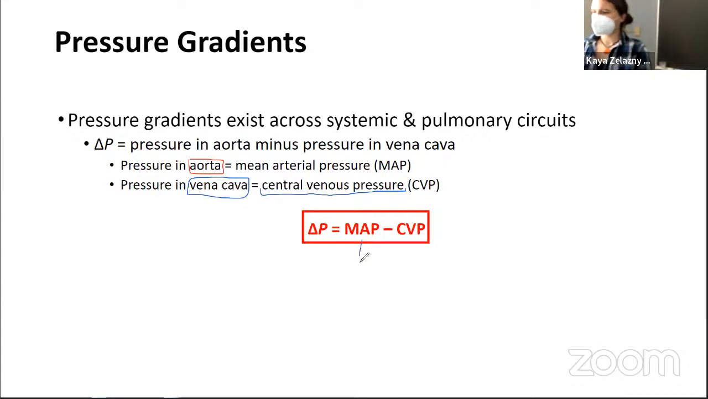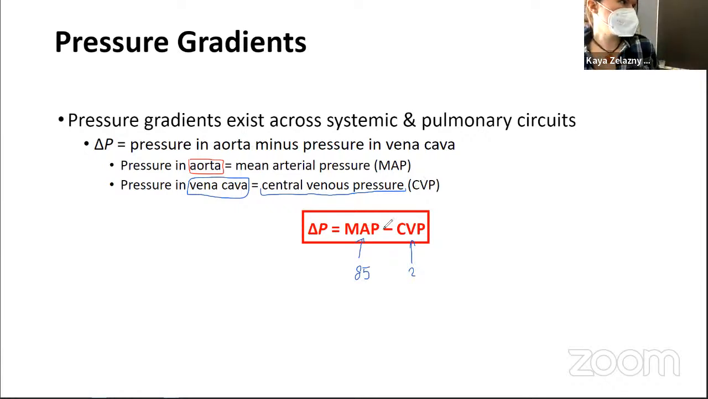So your mean arterial pressure will be something like 85-ish. And CVP is somewhere around 2. As we come into the right atrium, it's almost 0. So usually we kind of wave our hands and just pretend that CVP actually is 0, because that makes our lives a little easier. We can just think about the pressure in the aorta when we're doing calculations.